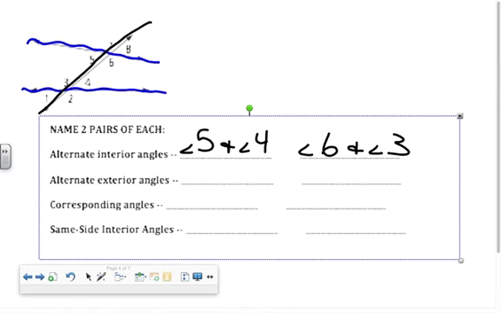Alternate exterior angles behave exactly the way you think they would. Alternate, meaning they're on opposite sides of the bridge, and exterior, meaning they're outside of the river. So what are they? Angles 7 and 2, and angles 8 and 1.